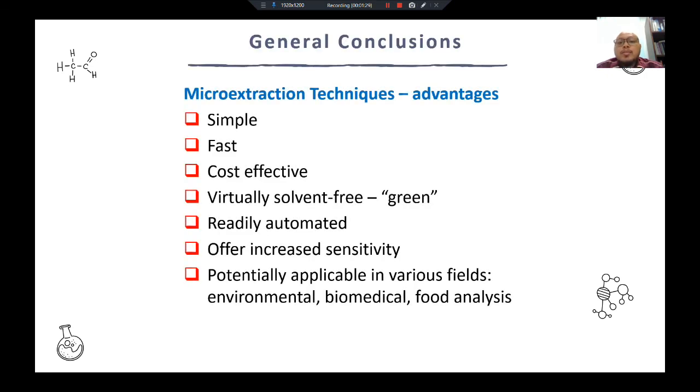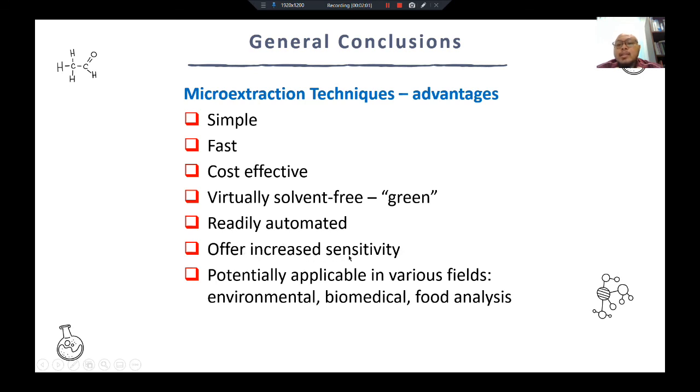So now is the general conclusion. Most of the extraction methods that I covered in the advanced extraction methods fall under micro extraction methods. The best things about micro extraction methods are that they are simple, fast, cost effective, virtually solvent free, and readily automated. Virtually, not really, but SPME is indeed solvent free. We can make it automated, for example SPME.